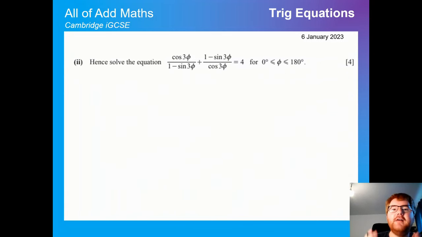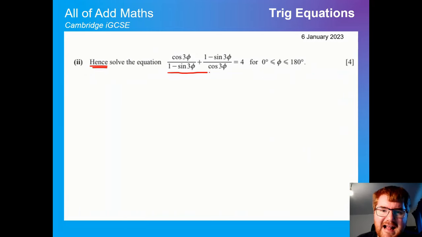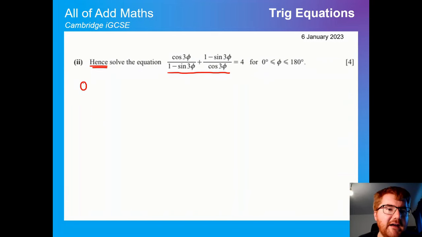And now what's very, very typical on Add Maths, so be aware of this, is they'll use this word hence, and generally this means use what you just did to then solve this equation. Because you look at this and you think, what am I supposed to do with this? Then you look at this a bit closely and compare this to this. And it's the same thing. But instead of having a theta, we just have a 3 phi instead. Notice exactly the same thing.